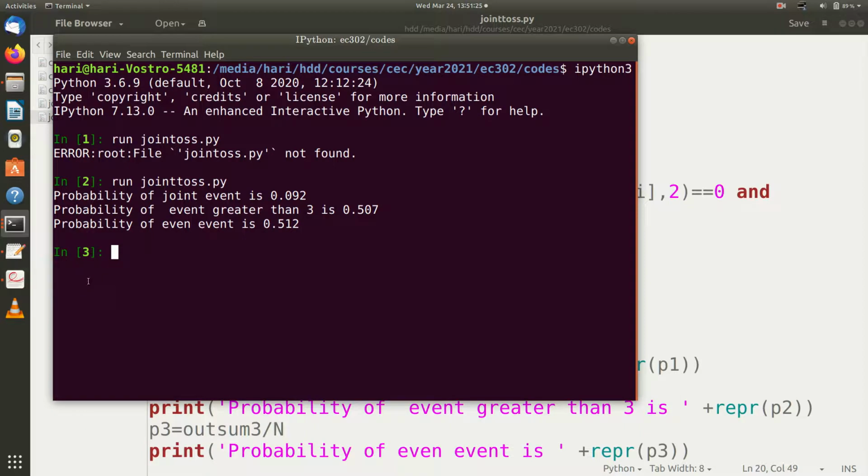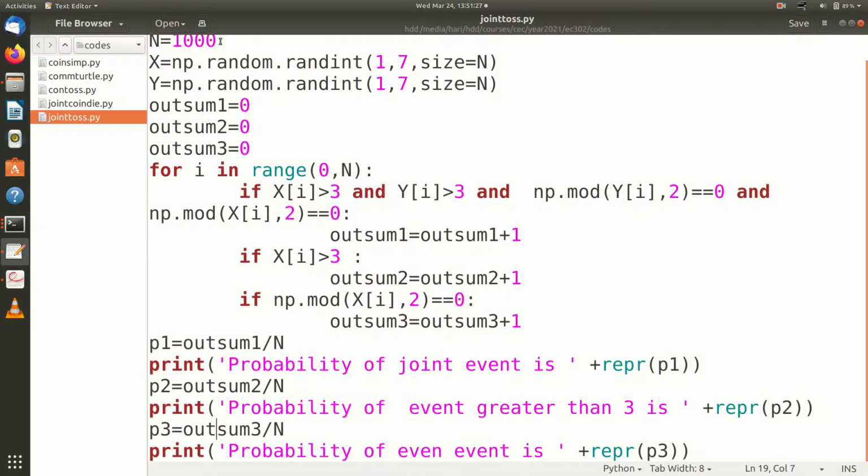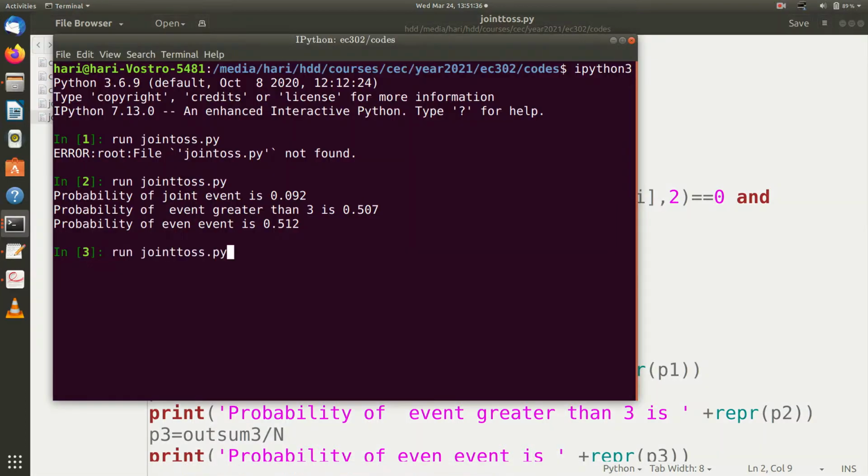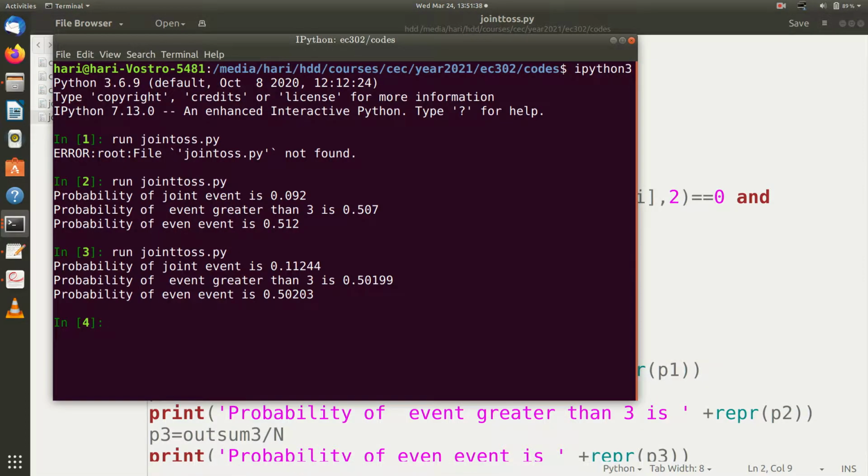Now I can run this code for more iterations, like more die throwing. So you can compute this. Now instead of 0.092, I am getting 0.1122, which is very close to 1 by 9. Here you can see that 1 by 9 is 0.11, etc. Each of these is 0.5. It is getting closer to 0.5.